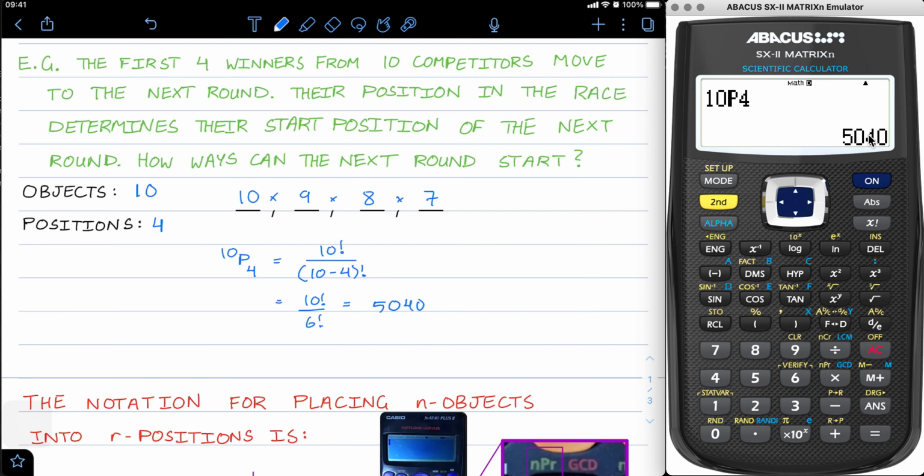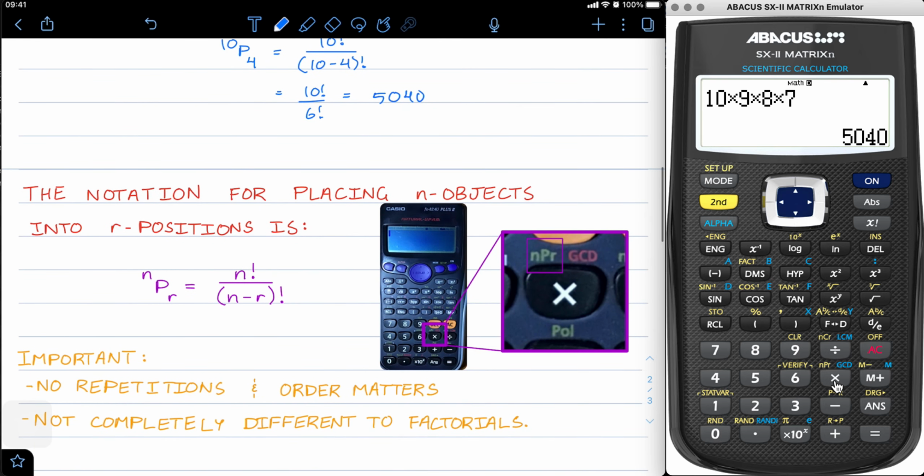I mean, you could type it in manually just to double check. So 10 times 9 times 8 times 7, we get the exact same thing. So we have this new notation that we can think of.